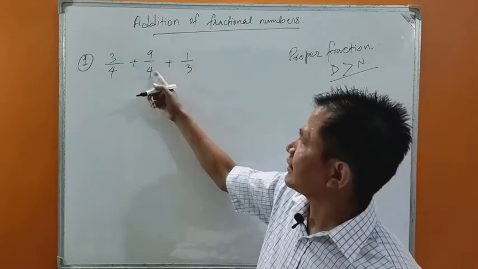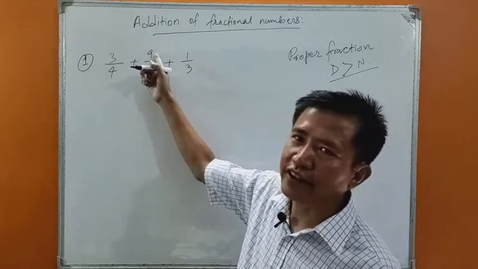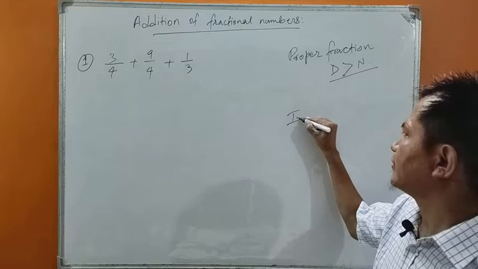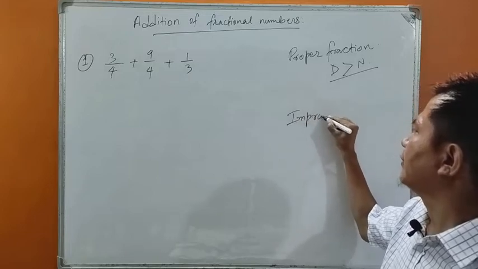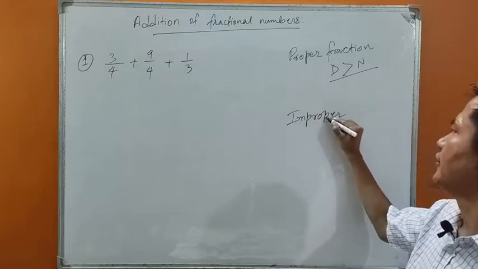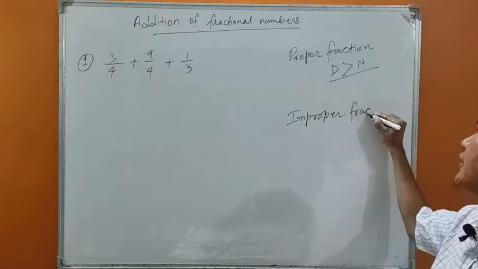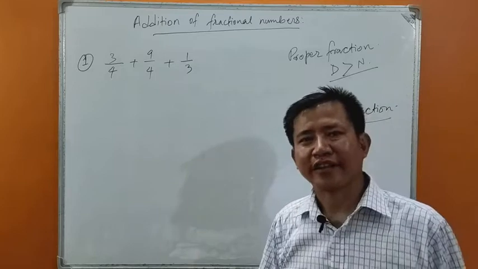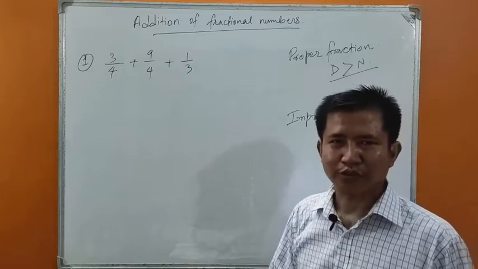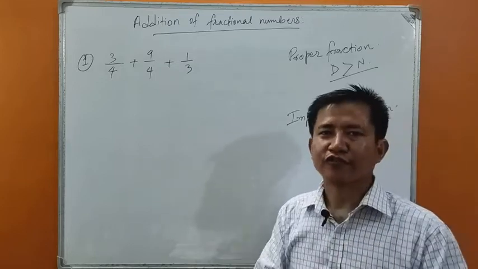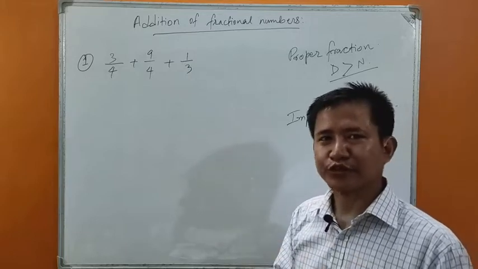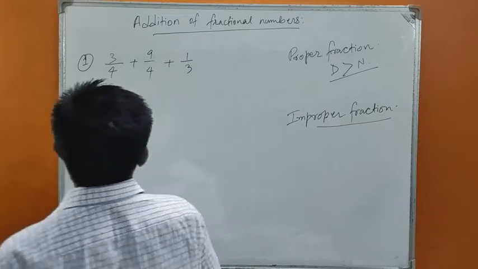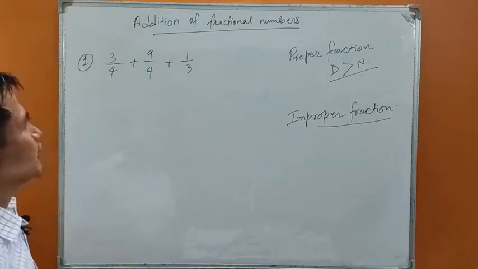Here you can see the denominator is smaller than the numerator. This type of fraction is called an improper fraction. An improper fraction is a kind of fraction whose denominator is smaller than the numerator, okay? So normally what we do is we convert an improper fraction into a mixed fraction or decimal, okay? Let's first learn to add these fractional numbers.